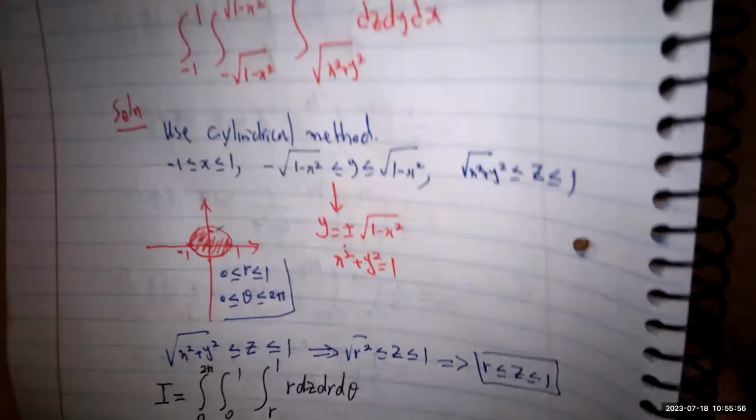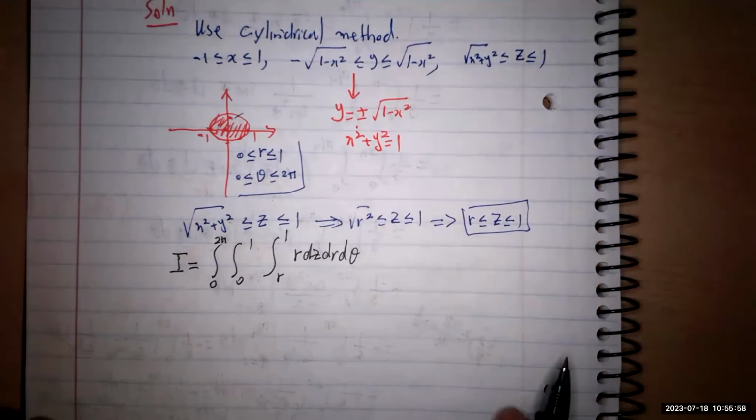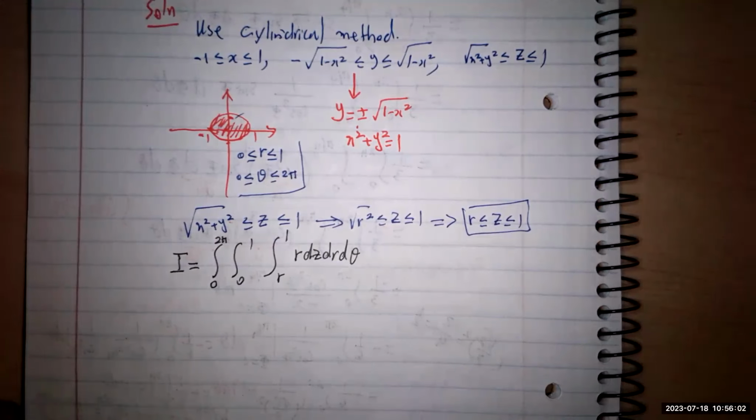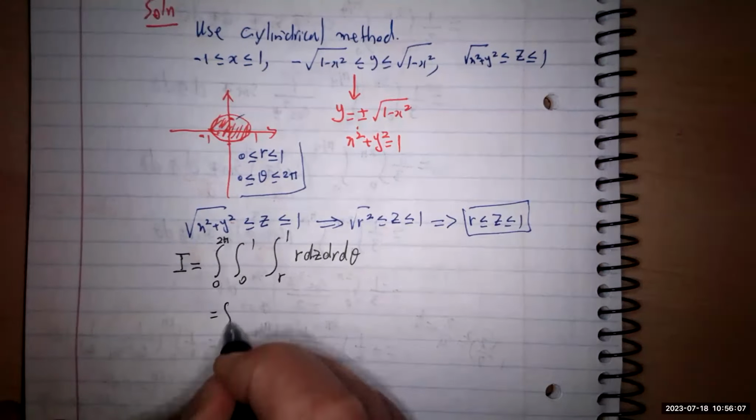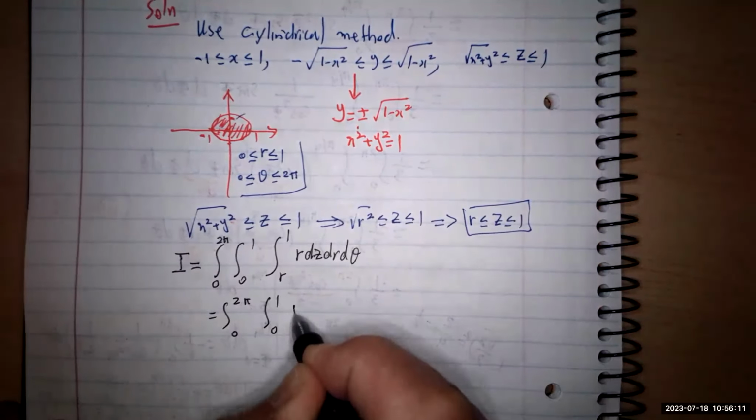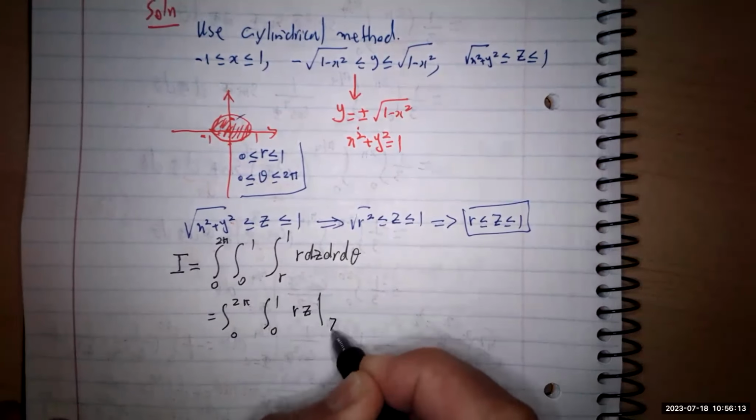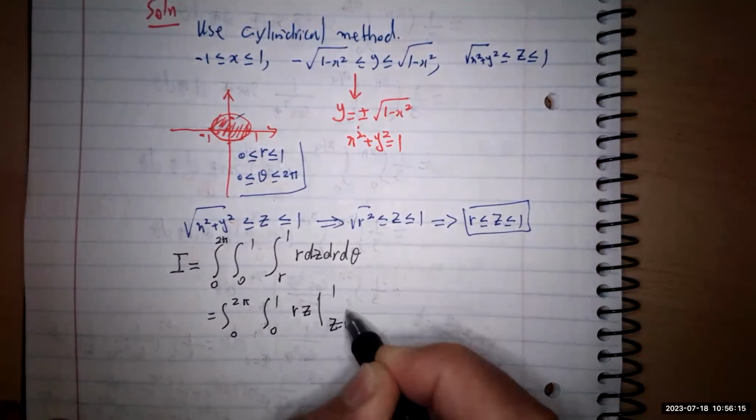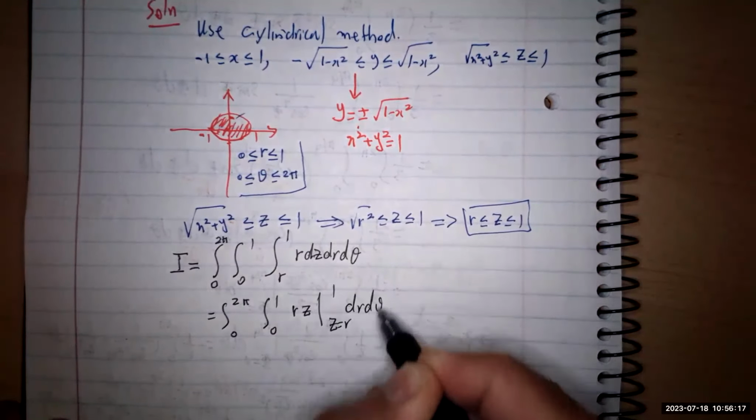Okay, any question? So as you can see, this integral is much easier to handle rather than the one that we did the other day. And so we go with the z first. So it's going to be 0 to 2 pi, and you have 0 to 1 of simply r z, with z between r and 1, then dr, d theta.